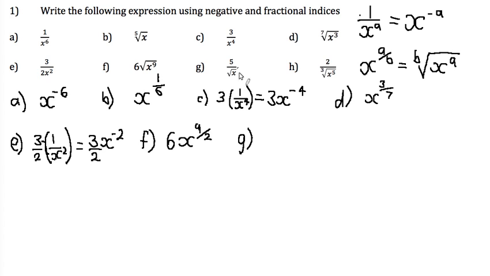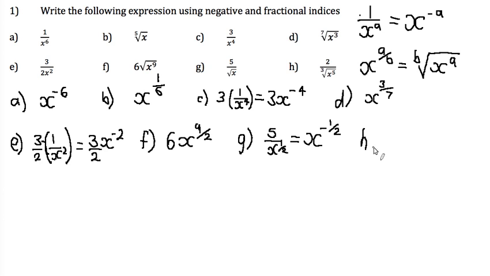G, what we have here, you may want to do this in a couple of stages. It's completely up to yourself. What we have is this is 5 to the power of, dealing with the root first of all, that would be x to the power of a half. And now, because that's a reciprocal, it's a negative index, so we get x to the power of minus a half.